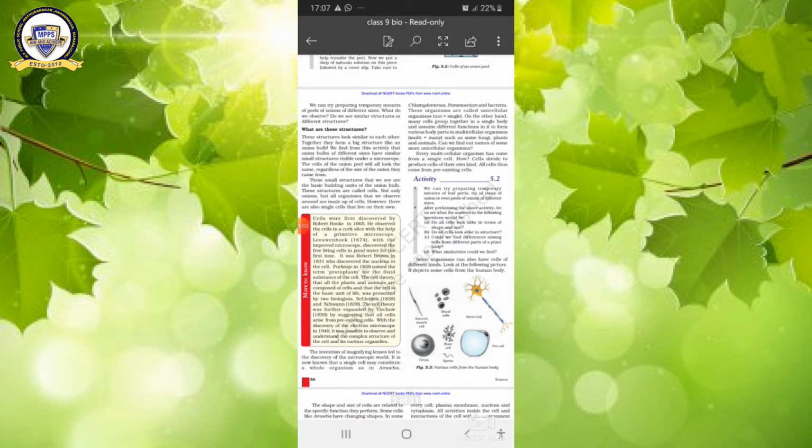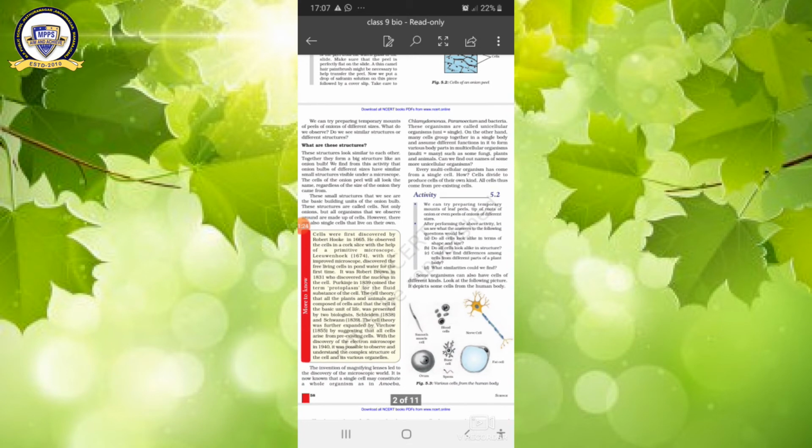Not only onions, but all organisms that we observe around are made up of cells. However, there are also single cells that live on their own. The invention of the magnifying lens led to the discovery of the microscopic world. It is now known that a single cell may constitute a whole organism as in amoeba, chlamydomonas, paramecium and bacteria. These organisms are called unicellular organisms.